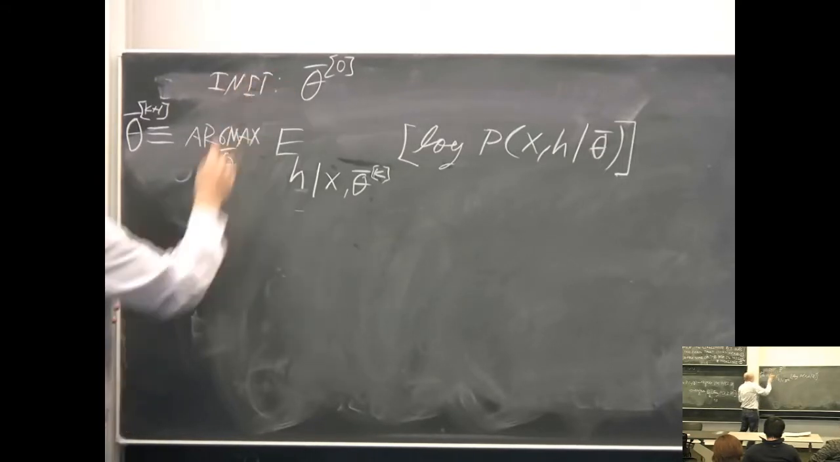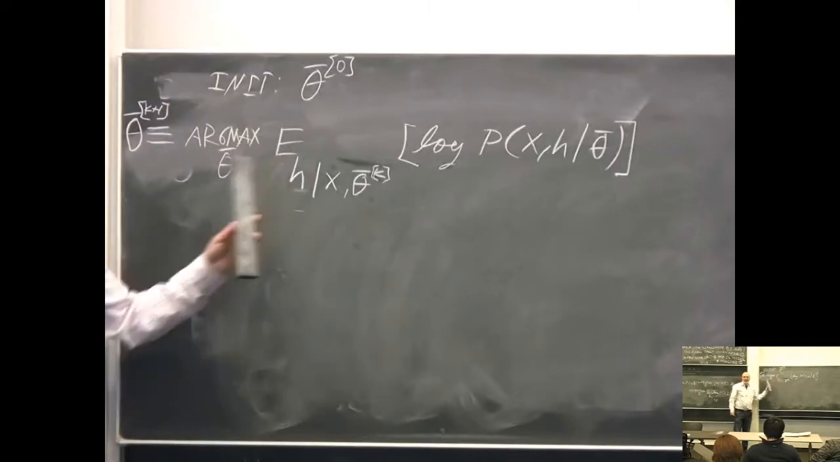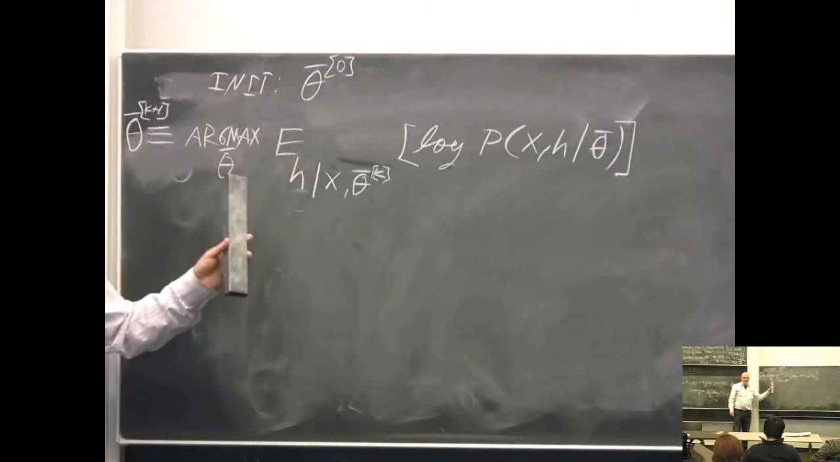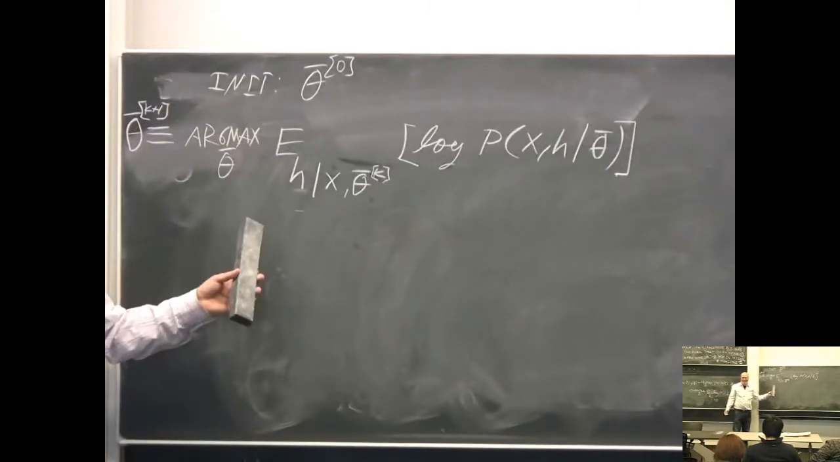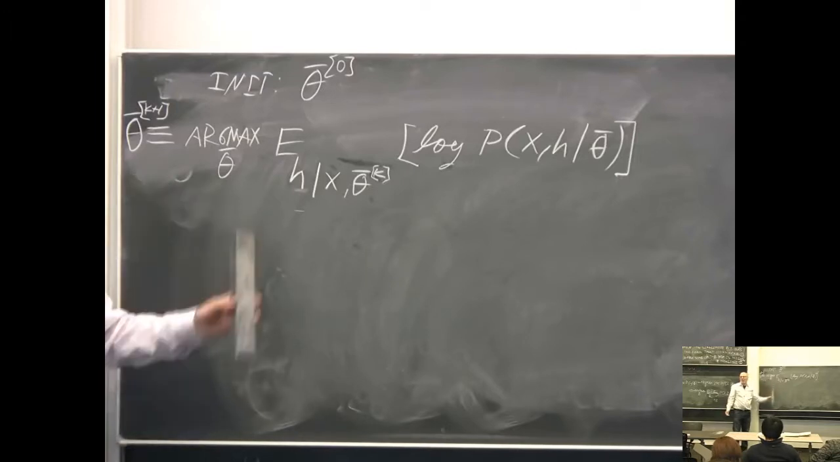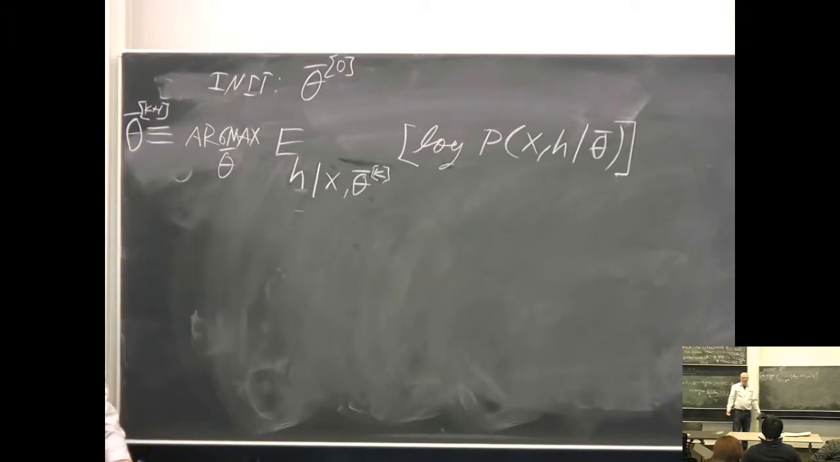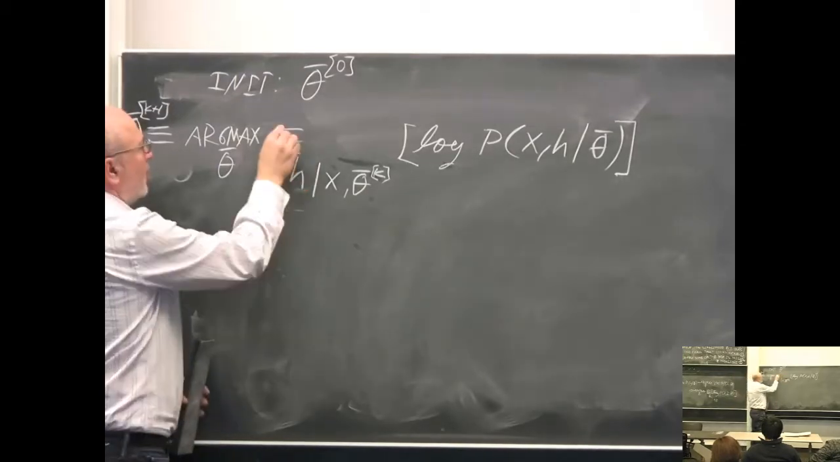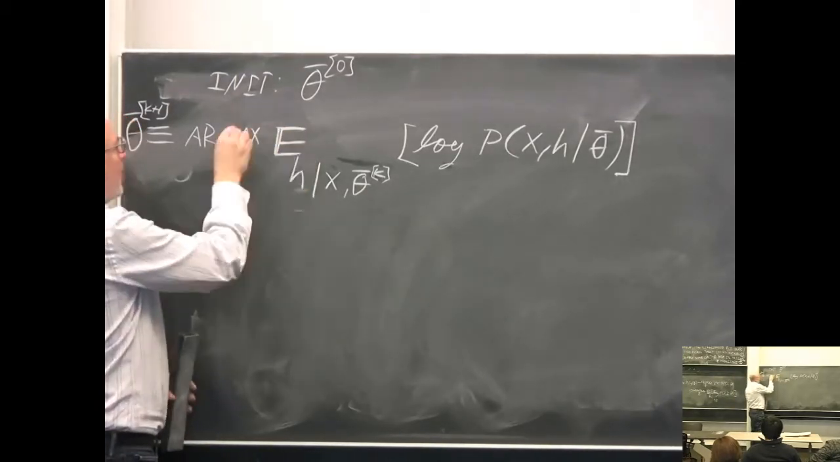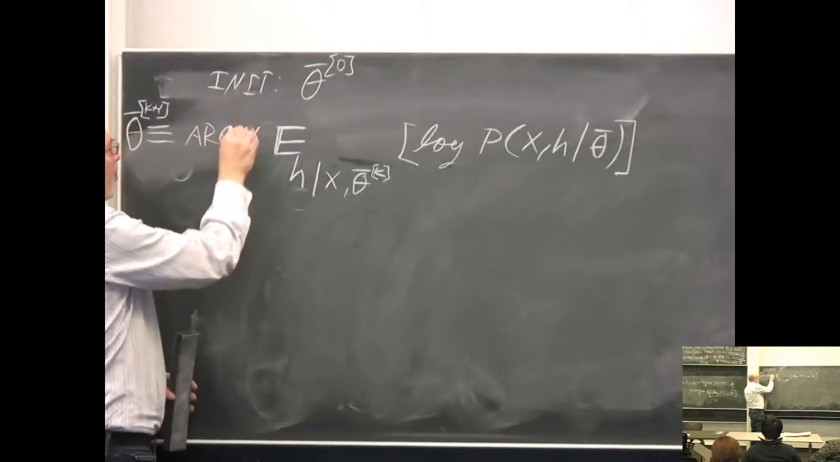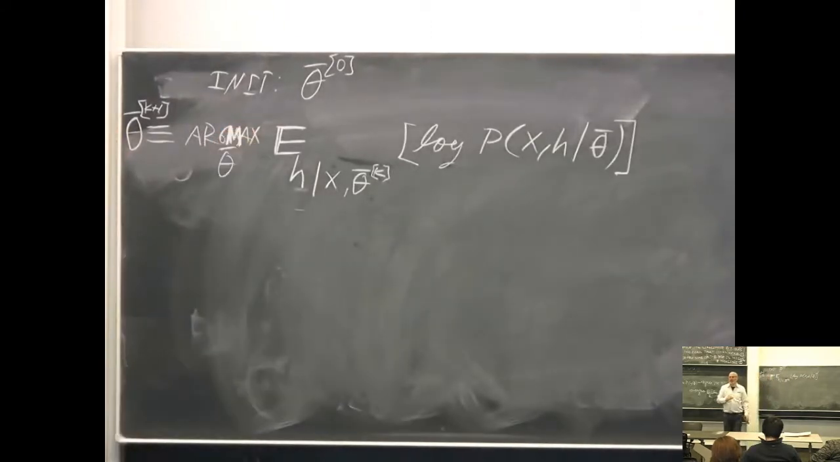So I have only 2 steps, initialization and then a 1-step update. So where's the EM here? Well, I expressed in one expression 2 steps. If you want to know where the EM is, this is the E, and this is the M. So EM stands for expectation maximization.